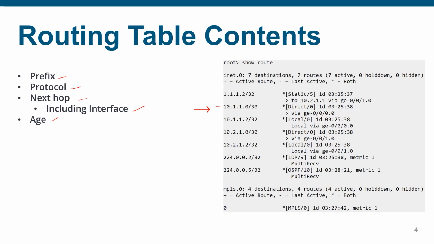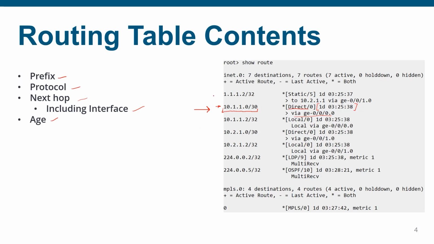Let's take a look at our second entry here. We have 10.1.1.0/30. This is our prefix. It is learned by the direct protocol, which means we have an interface that has an address in that subnet. The next hop is this interface here, ge-0/0/0.0, and the age of that route is 1 day, 3 hours, 25 minutes and 38 seconds.